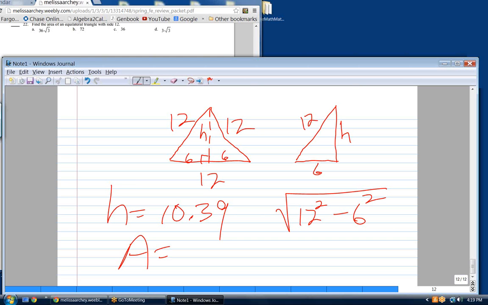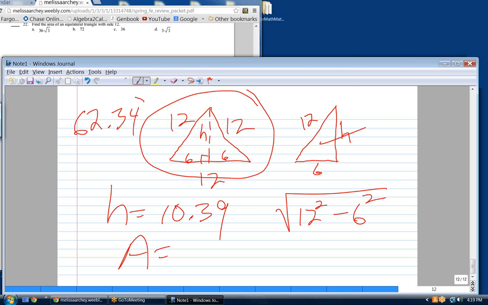31.17. Okay, we want the area of this triangle here, not this one. Oh, okay. So then it's 12 times 10.39. Divide that by 2. It's 62.34. Which answer is that equal to?